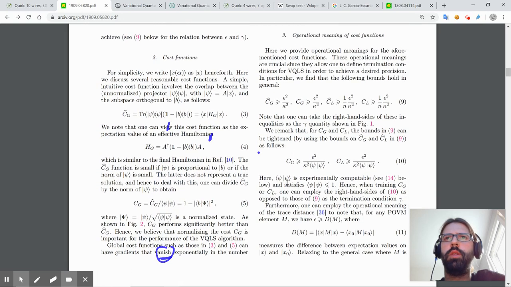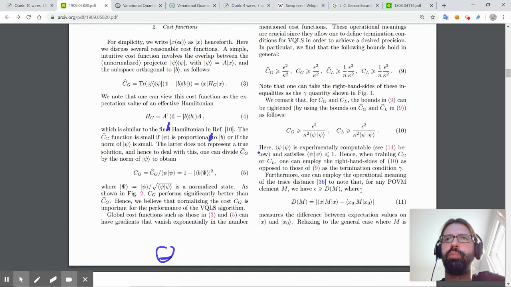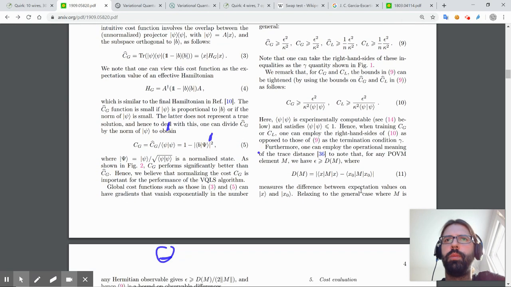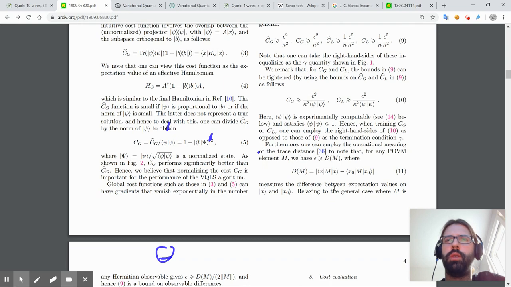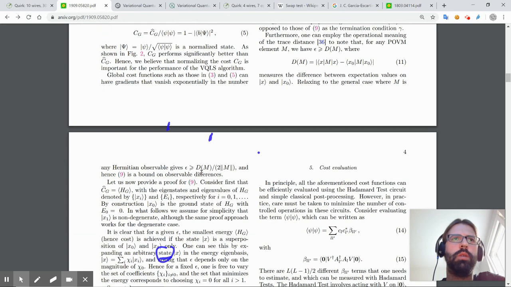So this is experimentally computable and satisfies. Hence, when training CG or CL, one can employ the right-hand sides of, as opposed to those of 9, as a termination condition. Furthermore, one can employ the operational meaning of the trace distance to note that for any P of M element M, we have this difference between expectation values. Relaxing to the general case where M is any Hermitian observable. Let us know the proof for 9.